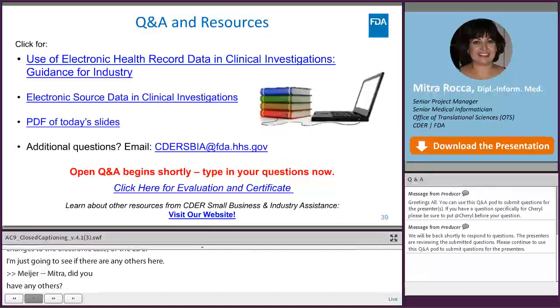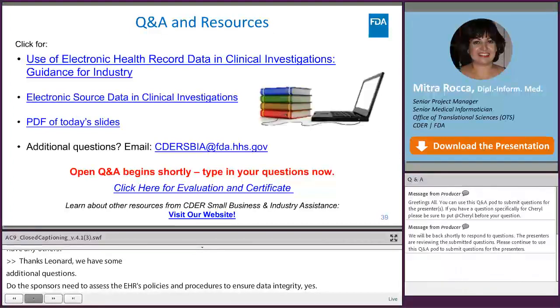Do we as a sponsor need to assess the EHR's policies and procedures to ensure data integrity? Yes. And the sponsor could review the standard operating procedures from the EHRs and also the documentation provided by the EHR to be able to assess the integrity of data.